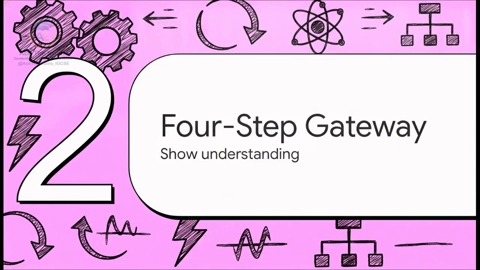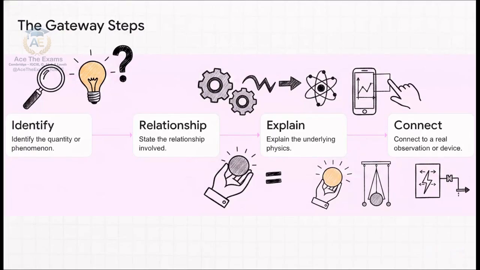Section 2. The 4-step gateway. Action and reaction isn't just an isolated chapter. It is actually a micro-gateway into a much larger scientific pattern that Cambridge examiners are absolutely obsessed with. We call this the PEEL framework: point, evidence, explanation, link. And it perfectly mirrors the 4 steps top-tier students use to secure every single mark.